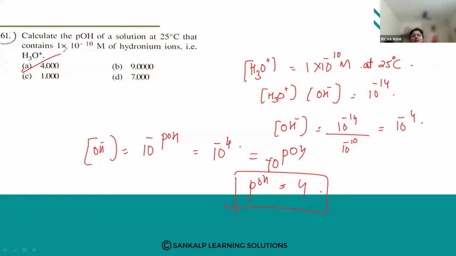So ionic product, that is hydronium ion into OH minus, will be equal to 10 raised to minus 14. After just substituting, we are going to get this final answer. Option number A.